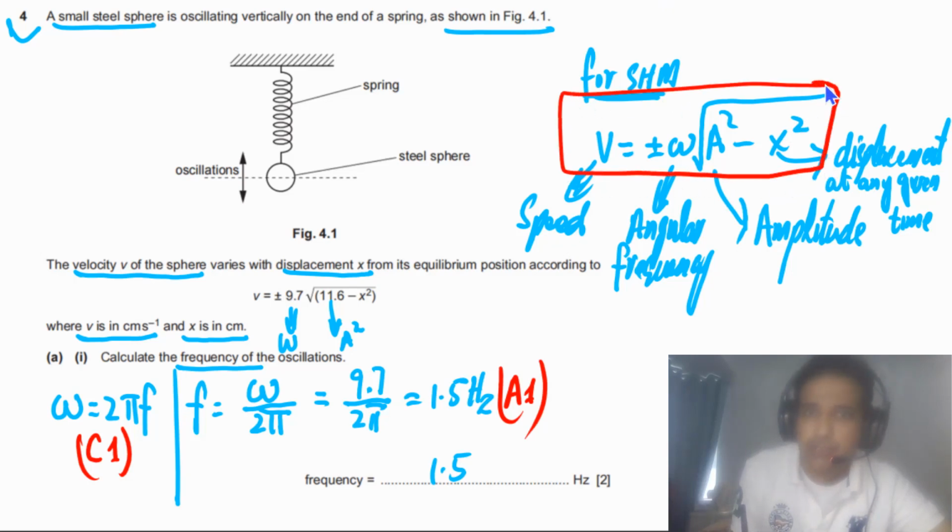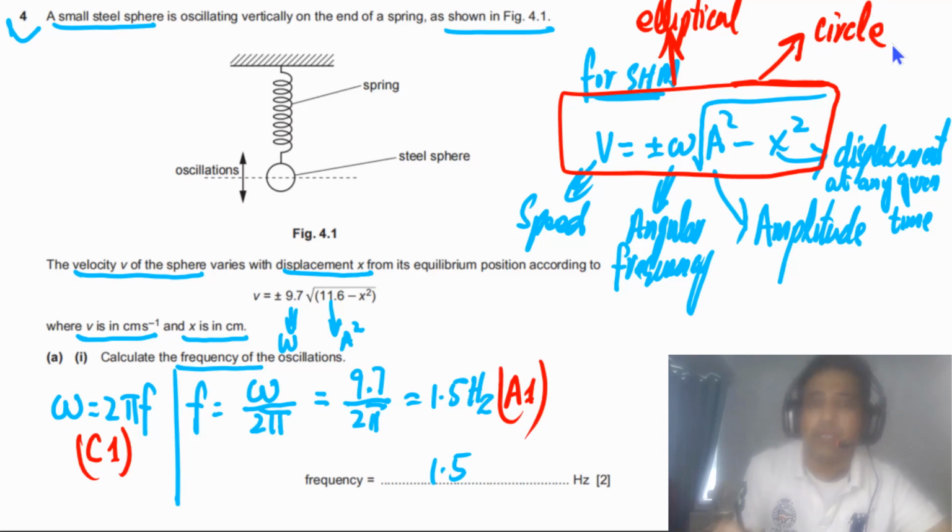Also, you need to understand the shape of the graph of this equation. Most of the time, they will ask you to sketch v against displacement. So the shape of this one, it can be circular, it can be elliptical. It depends on the scale of the graph. So let me write down here. So it can be elliptical. The shape of this graph, if you sketch a graph between v and x, or it can be circular. It depends on the scale of the graph, meaning the given scale of the graph.